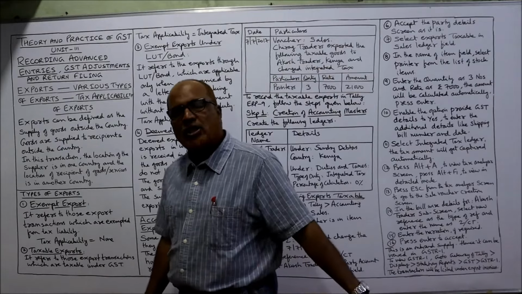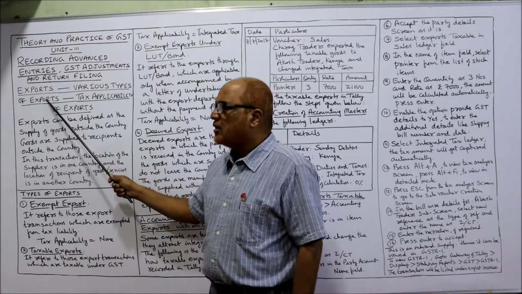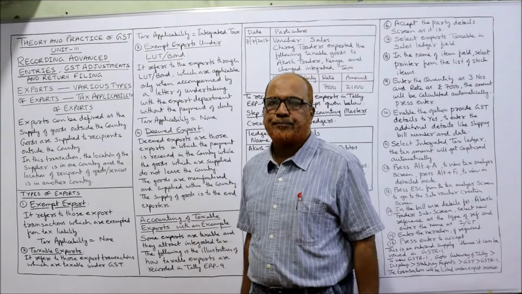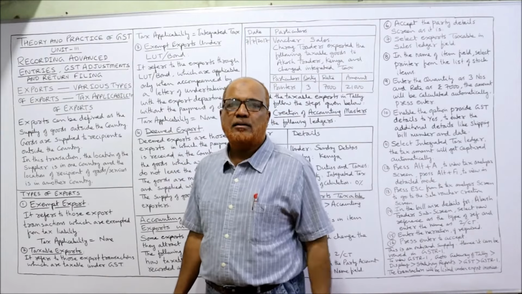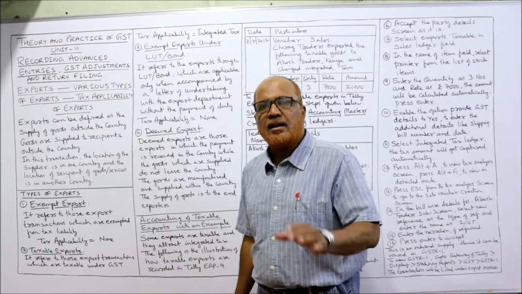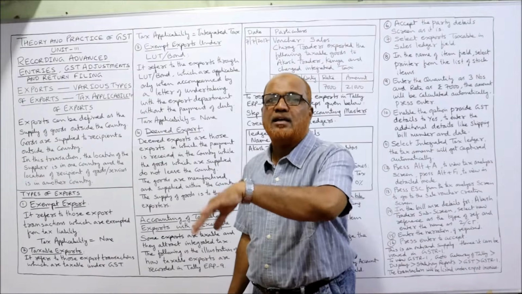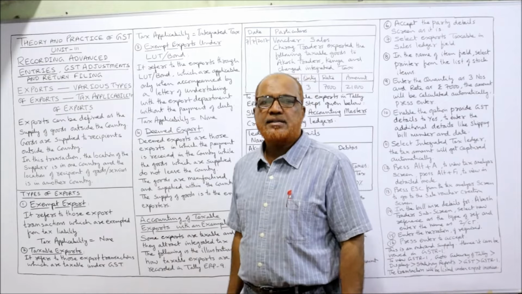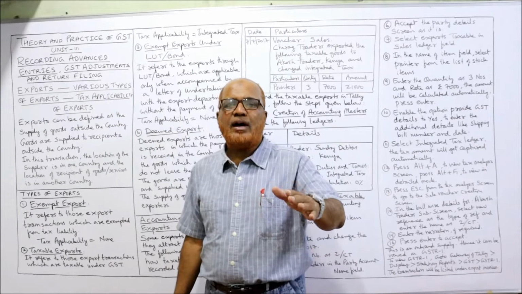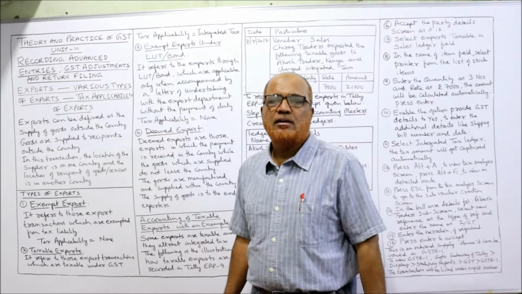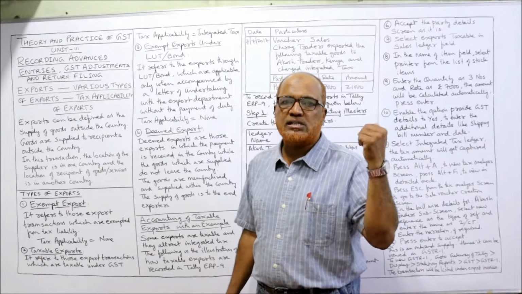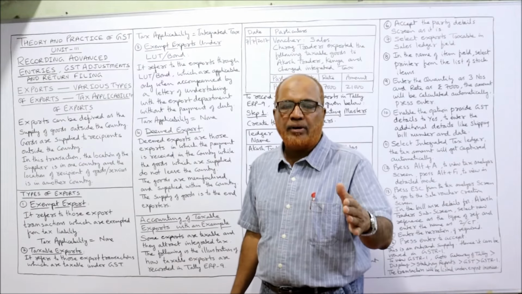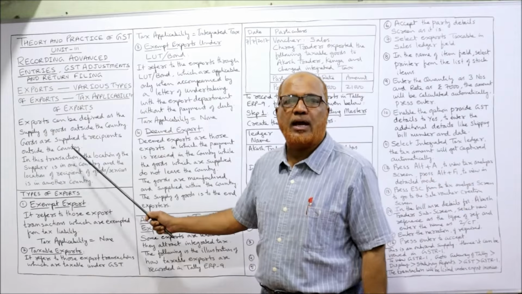Now, we'll start our discussion. First of all, exports. Exports can be defined as the supply of goods outside the country. When the goods are supplied outside the country, that means the recipient is located in another country. For example, from India we are supplying goods to the US. That means the recipient of the goods is in the US and the supplier is in India. Then the goods supplied from India to the US are called exports.